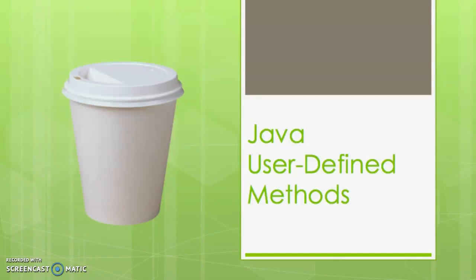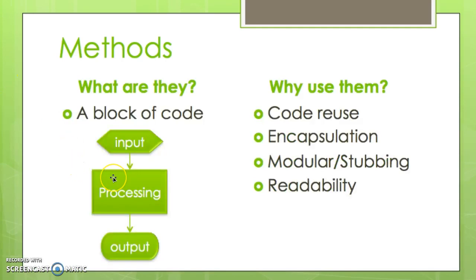Let's talk about user-defined methods. What is a method? It's a block of code, and it's a relatively independent block of code. Now, what do we mean by block of code? Usually you have instructions that you're executing in sequence. Here we're going to take a chunk of those instructions and put them in an independent block, so that we'll have specific input that's given to this block of code. It will process it and have specific output that'll be provided.